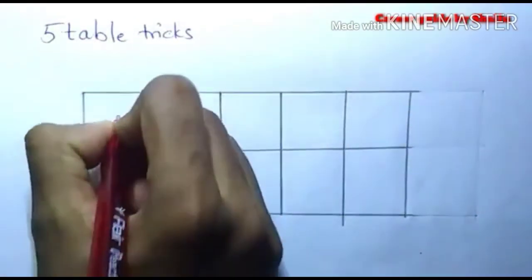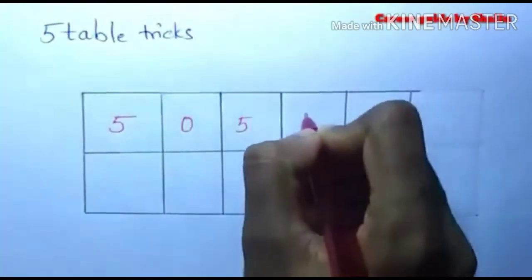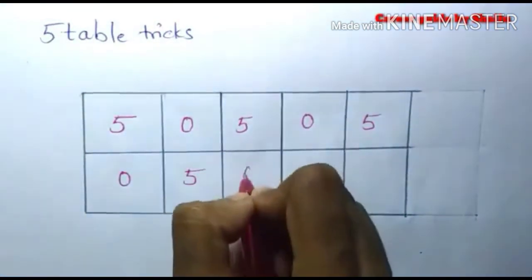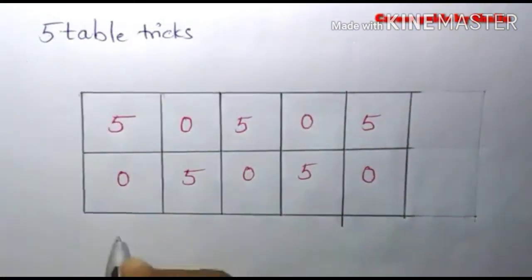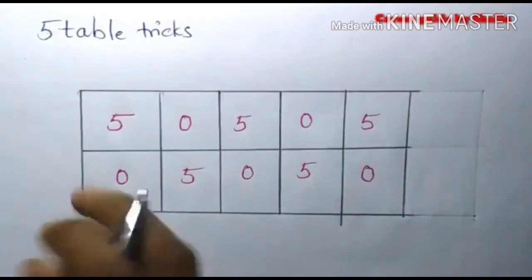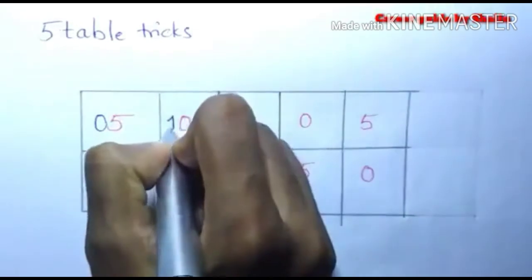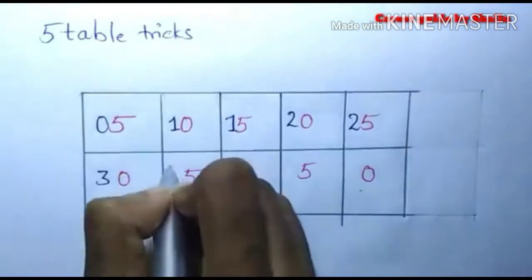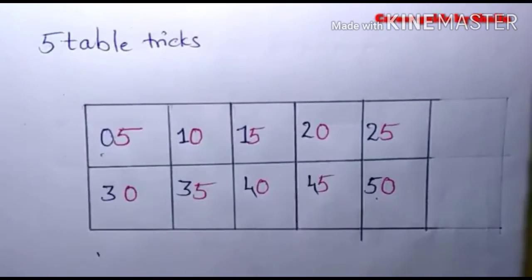Now we have to write 5, 0, 5, 0, 5, 0, 5, 0, 5 and 0. And now we have to repeat the pattern. So here the pattern for 5 table is we have to write 0, 1, 1, 2, 2, 3, 3, 4, 4 and 5. Hope everyone understood, but once again I am repeating.